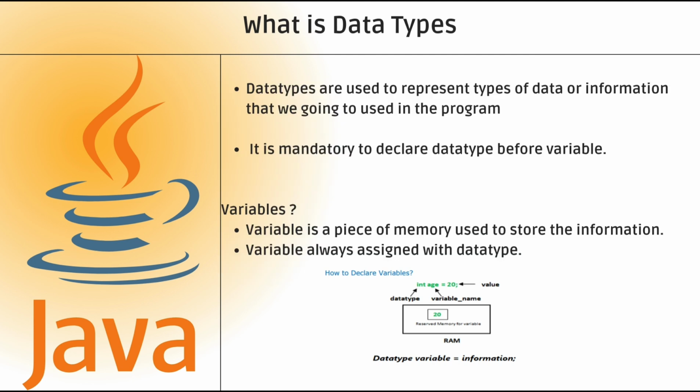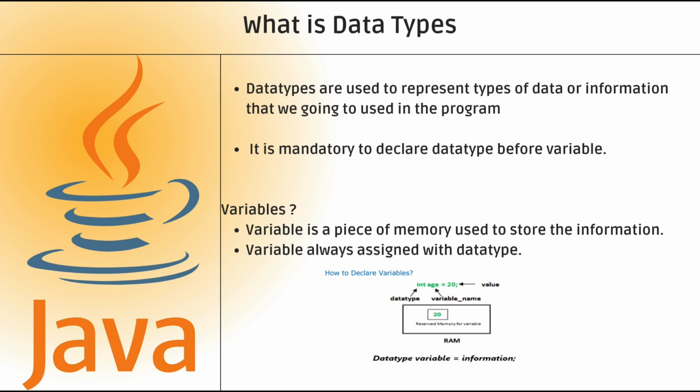First up, let's talk about the data types. So data types are used to represent the types of data or information we're going to use in our program. For example, if you want to store a number, you will use a numeric data type like integer or double. But if you want to store a text, you will use a data type like string. So in most programming languages, including Java, it's mandatory to declare a data type before you create a variable.